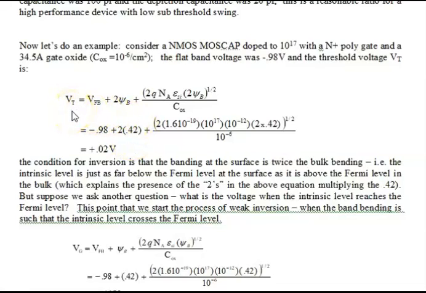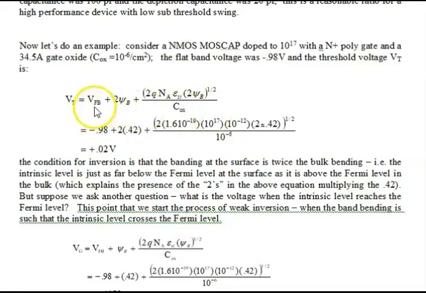So we have the threshold is equal, well, we could probably put this VFB on the other side. It's just an offset. And this is the gate, the band bending in the silicon. This is the voltage drop across the oxide. And I think we developed this formula when we were doing that business with the total band bending.